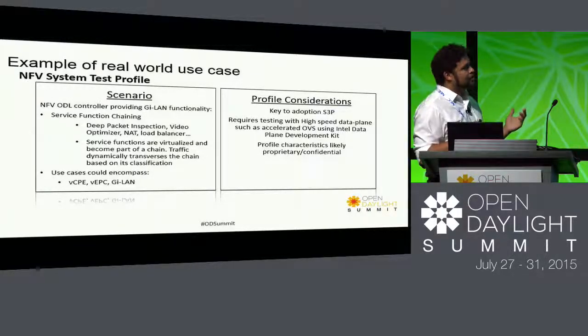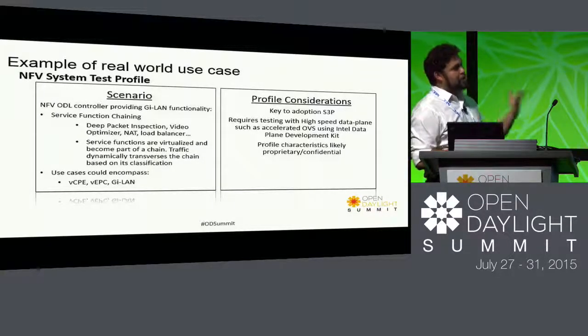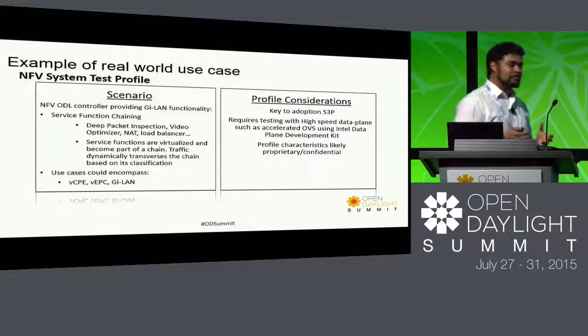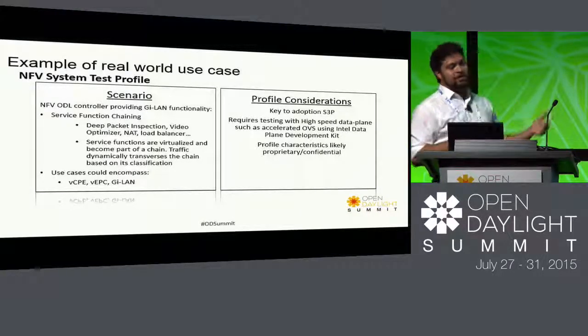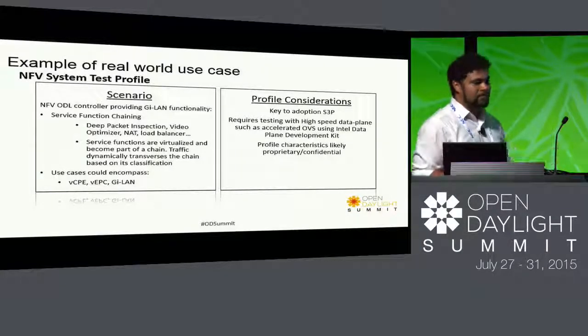And key to using an NFV system profile would be S3P testing in general, but you definitely want to have it in a profile that allows you to test things that are key to NFV. But it might require testing using a high-speed data plane, accelerated OVS, like Intel DPDK. But the profile characteristics are likely proprietary or confidential right now because it's kind of the secret sauce of the telcos, for example. That's how they make their money, is how they set up their internal networks to change over time, provide services, and so on.